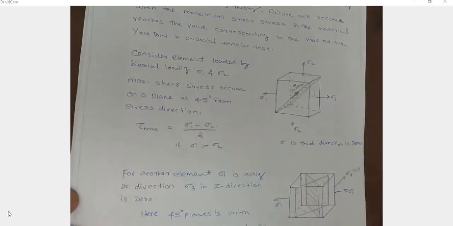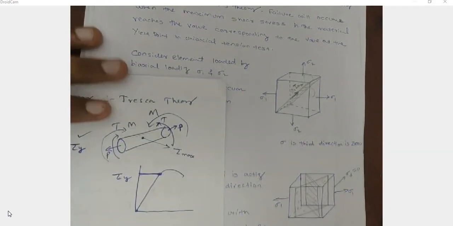Again, consider another case. This is a plane stress condition. In a plane stress condition, sigma 2 is absent. There is a sigma 1 value, but sigma 3, in the z direction, has a value equal to 0. So this body is subjected to sigma 1 in the x direction, and in the z direction we have sigma 3, which is equal to 0. That is a plane stress condition.